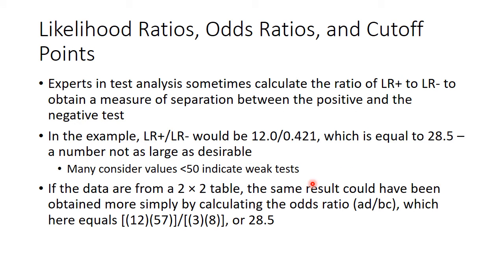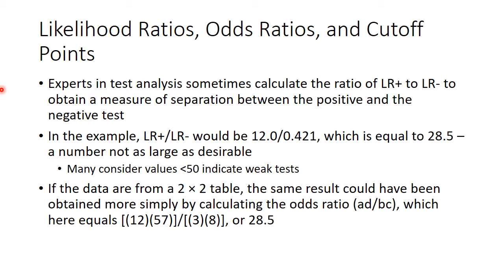And to take that even a step further, some people will actually do a ratio of the likelihood ratio positive to negative and come up with another value they could use to evaluate the performance of a test. So if you were to take 12 divided by that 0.421, you get a number of 28.5, and that's not as large as you would like. A lot of people would consider a ratio less than 50 to indicate a pretty weak test. In this case, we can see that a serum calcium cutoff point of 11 would not be a great test to diagnose someone with hyperparathyroidism.